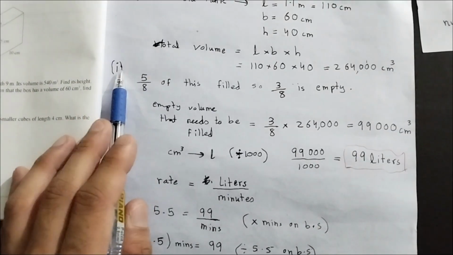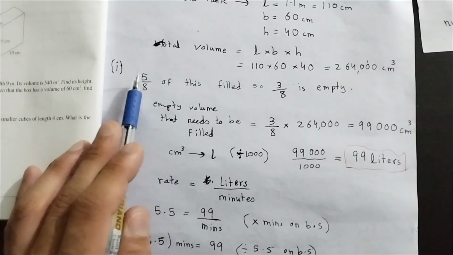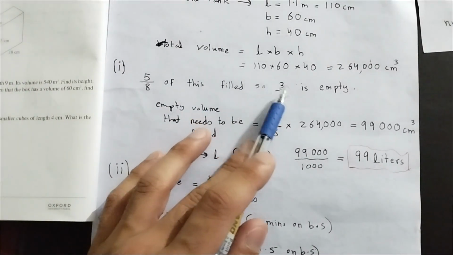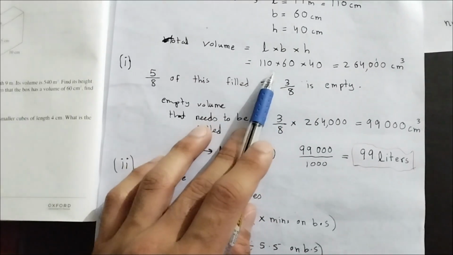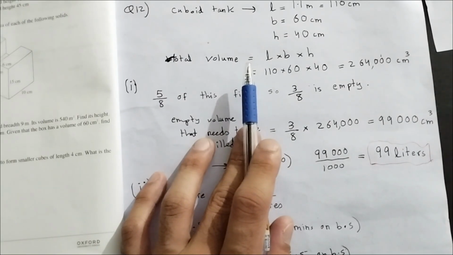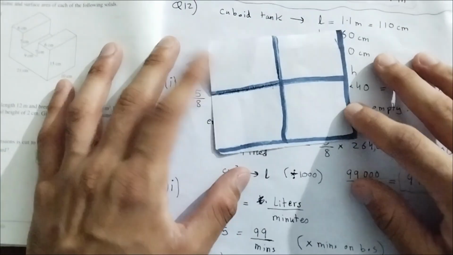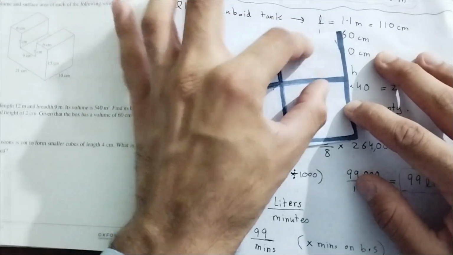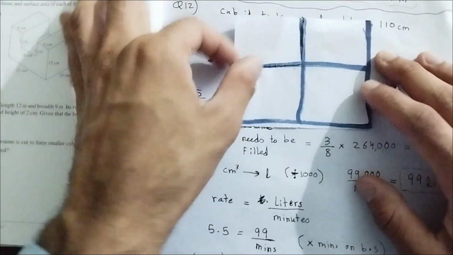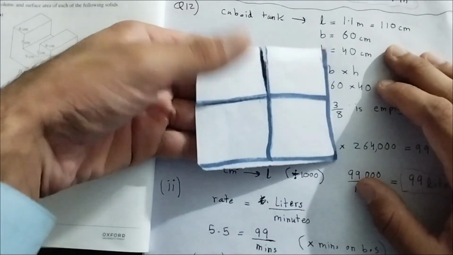basically the first part of this question is saying that 5 by 8 of this is filled, so 3 by 8 is going to be empty. How do I know this? Just if some of you are confused, let me just explain it practically a bit. Okay, take a look at this. It is a square which has 4 small parts. 1, 2, 3, 4. 4 equal parts. This square is being cut into 4 equal parts, right?